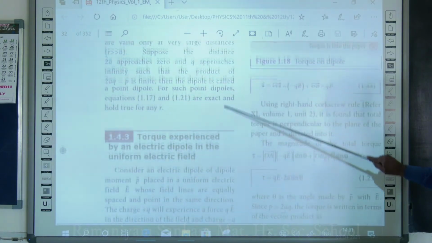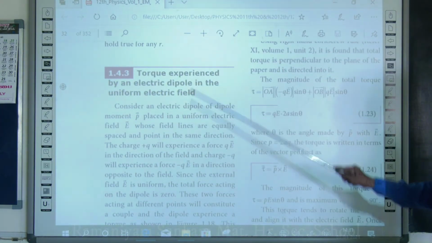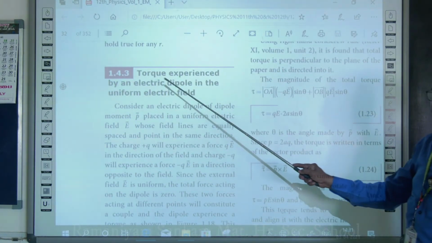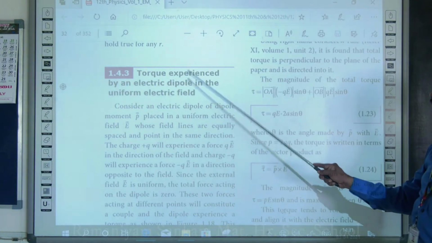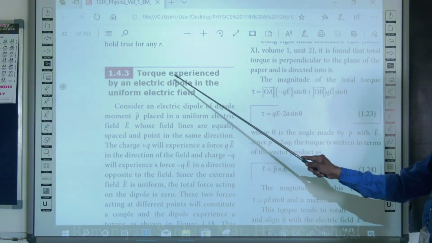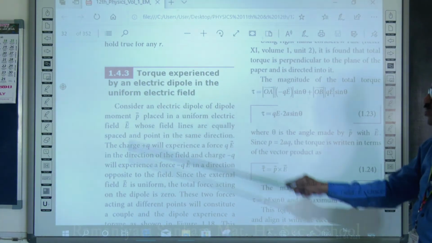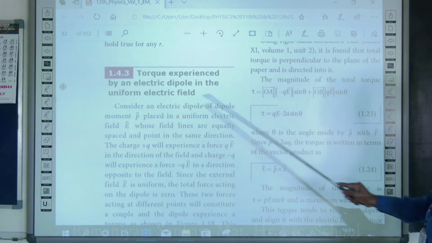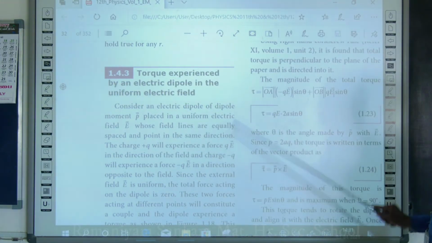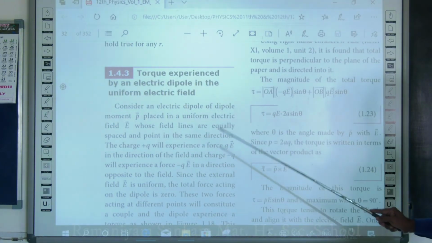Okay, next one is another 5 mark question. Torque. Torque means what? Rotating couple. The moment of the couple is called torque. When you apply one charge on one side and the other charge on the opposite side, of equal magnitude, it starts rotating either clockwise or anti-clockwise.